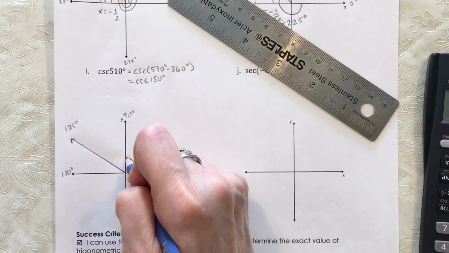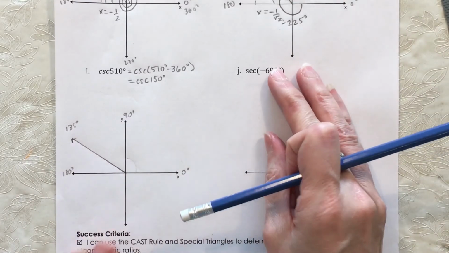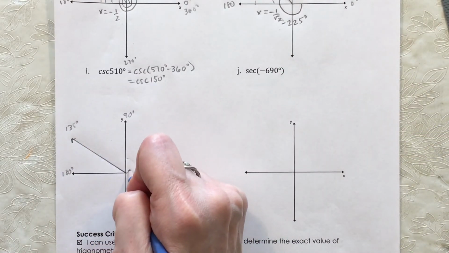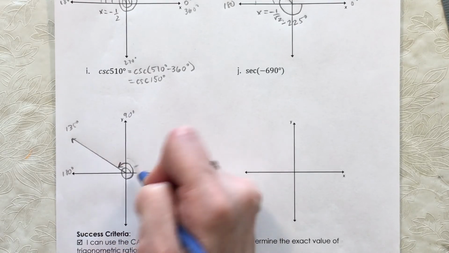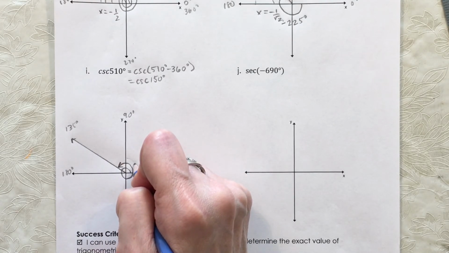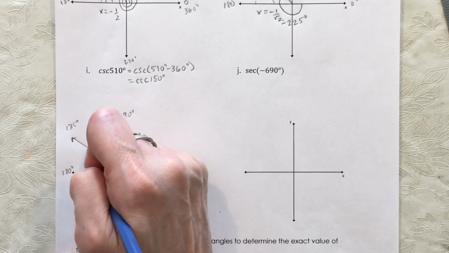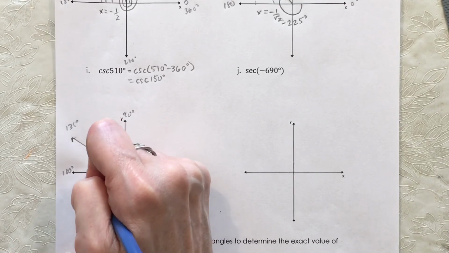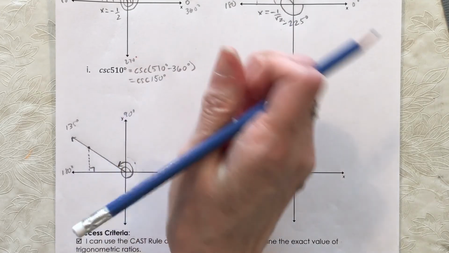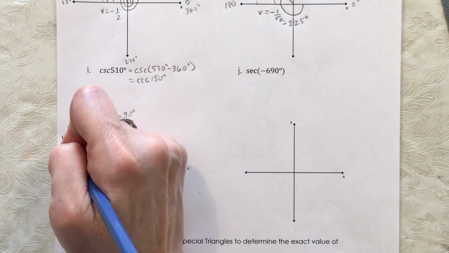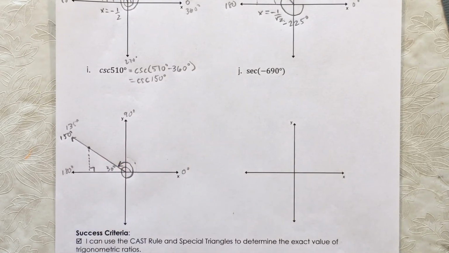So here's my angle. Oh, sorry, I've got to draw 510 here. So 510 is all the way around once to 360, and then 150 more to get to 510. So there's my angle. And then make my right triangle so I can label the 3 sides of the angle. So this is 150 and this is 180, so this is a 30-degree angle in here.